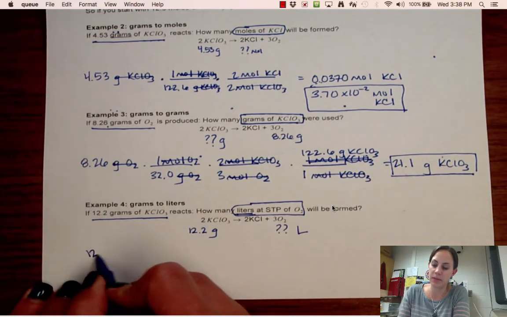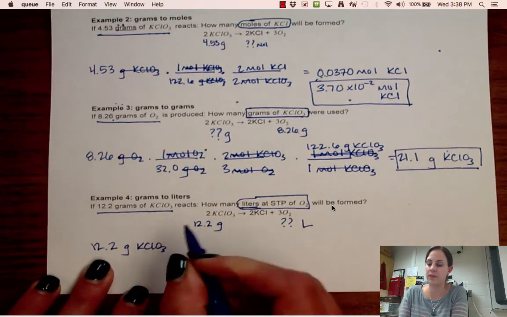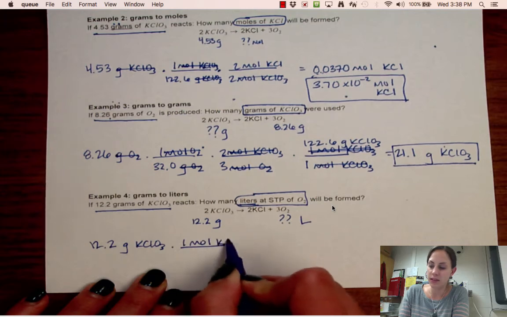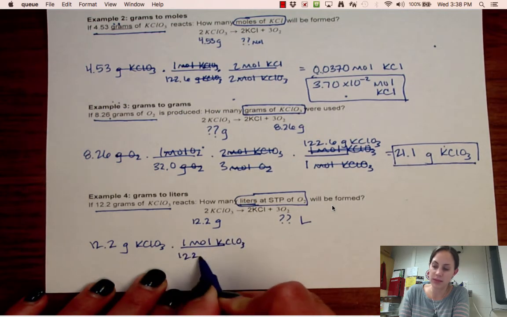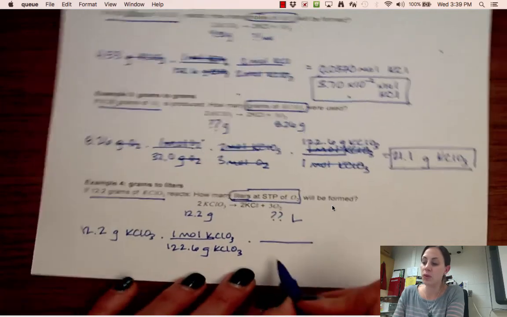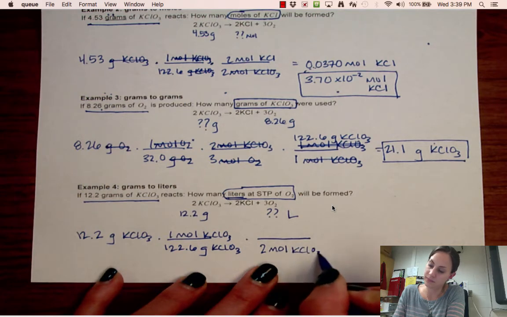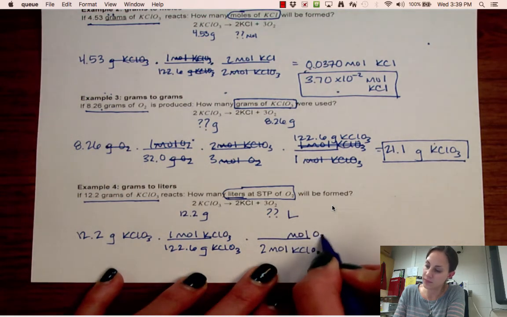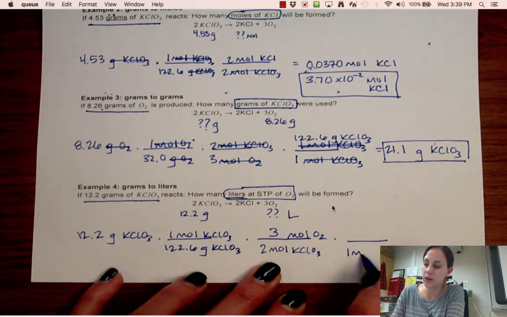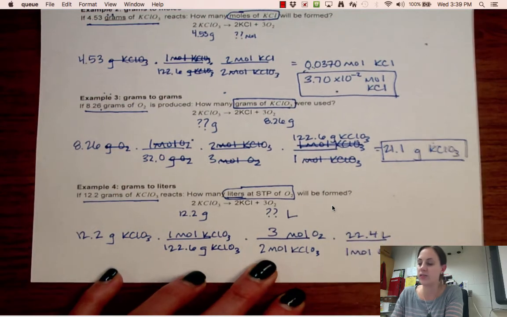So I'll set up the problem. 12.2 grams of KClO3. Then I've got my 1 mole of KClO3 and 122.6 grams. Do a mole ratio to switch substances. So that was 3 moles on top. Okay, so now 1 mole of O2 occupies 22.4 liters of space.